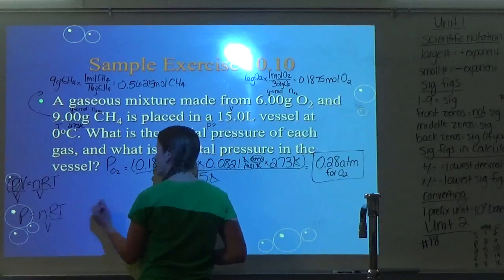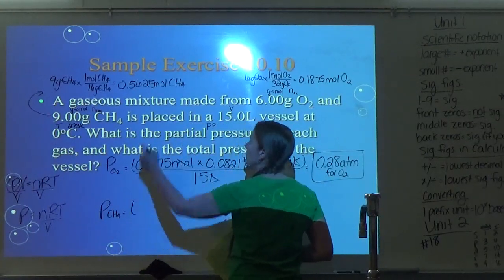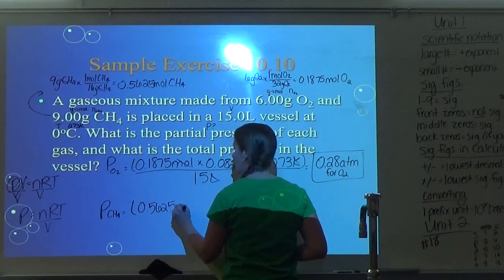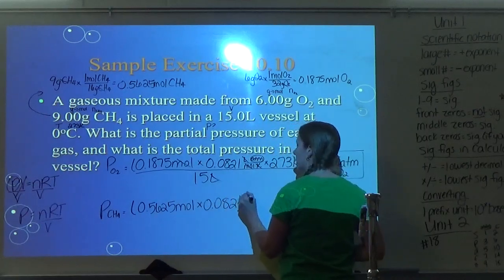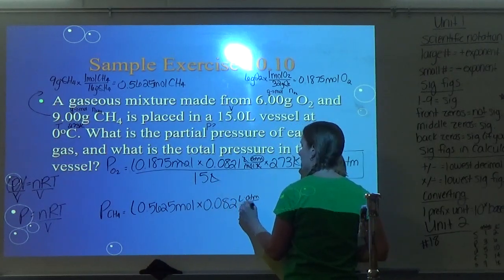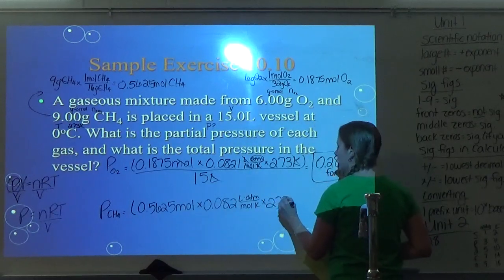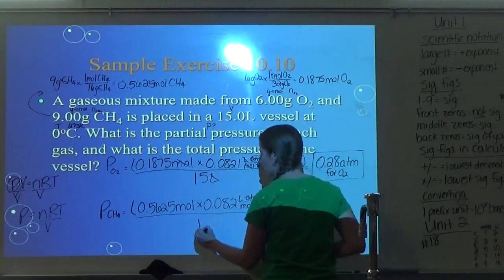So again, I use the same formula, but this time I'm going to put in the moles of CH4, which is the 0.5625 moles. I'm going to keep my same R value, 0.0821 liters times ATM over moles times Kelvin. And I'm going to keep my same temperature, 273 Kelvin. And I keep my same volume, 15 liters.